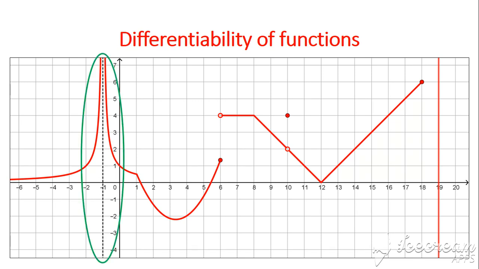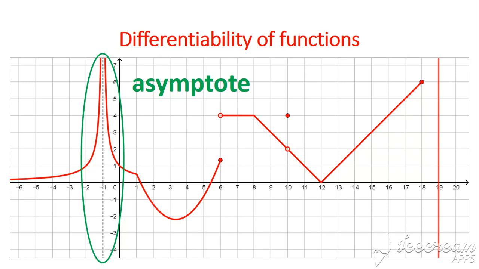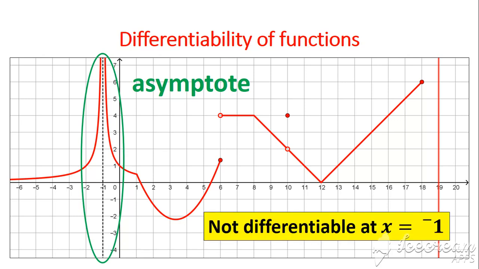So let's get started. This is our first point, and this is called an asymptote. You may have come across asymptotes when you looked at hyperbola functions earlier. An asymptote is a line that the function gets close to but will never touch. And because there is no y value when x is -1, we're going to say that it is not differentiable at x is equal to -1 because of the asymptote.